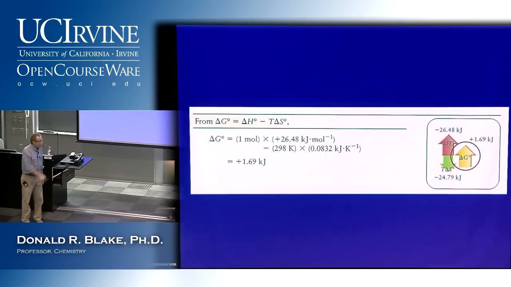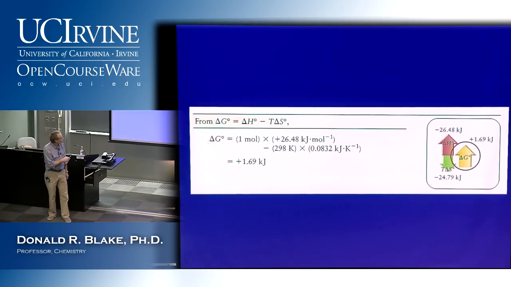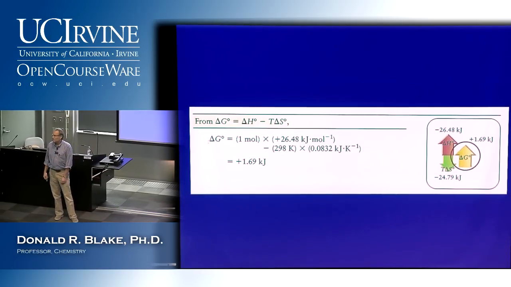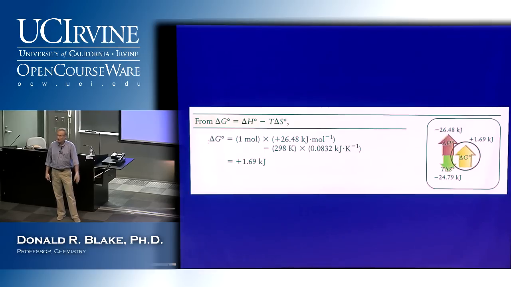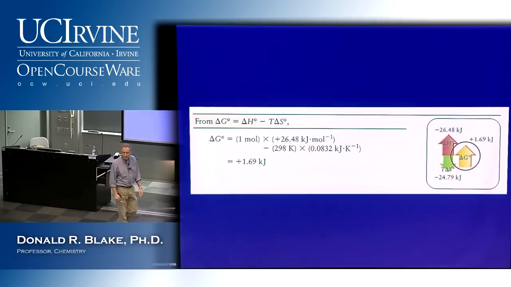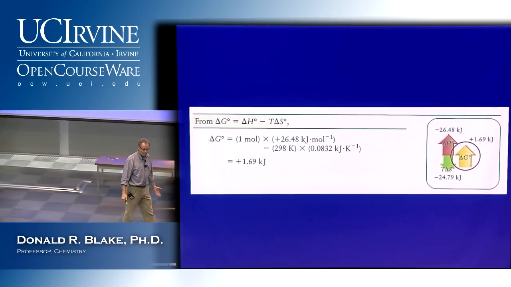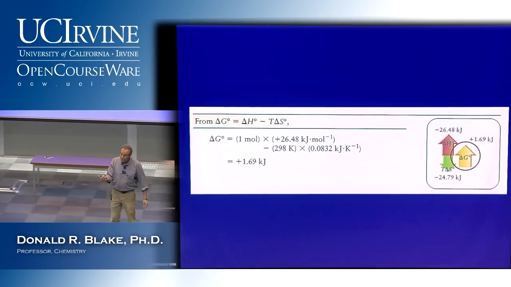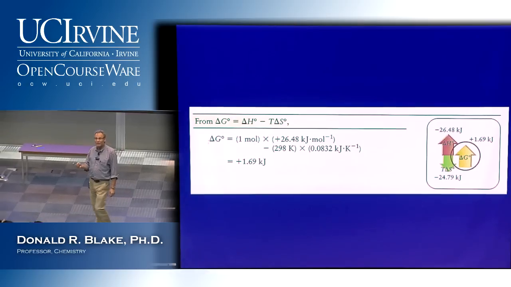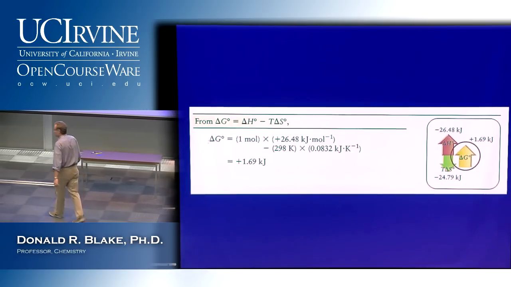So is delta G positive or negative? Is it going to be spontaneous? No. You can look right at this number and say absolutely not spontaneous. Just like an ice cube at 10 degrees below zero is not going to melt. Or water at 10 degrees above zero is not going to become an ice cube.